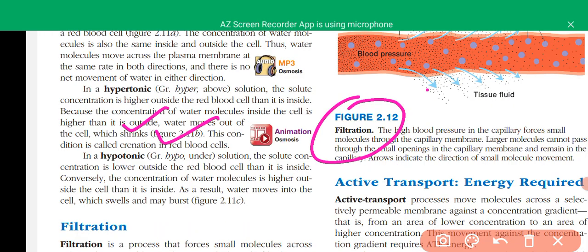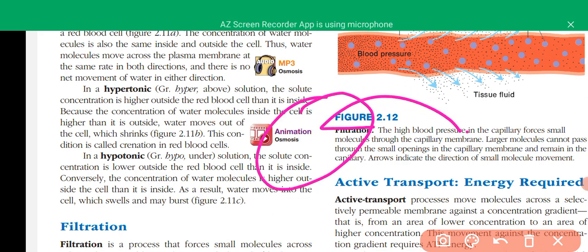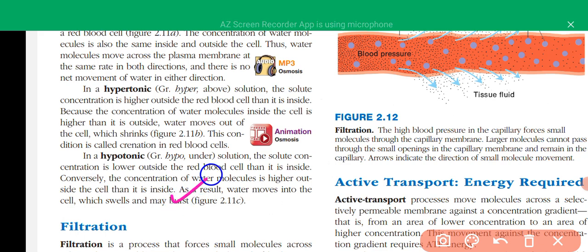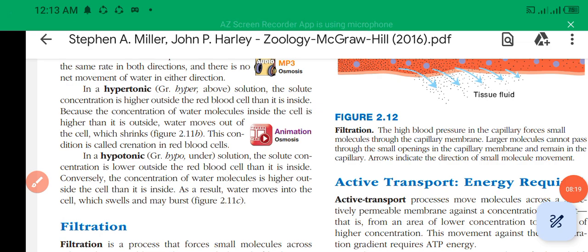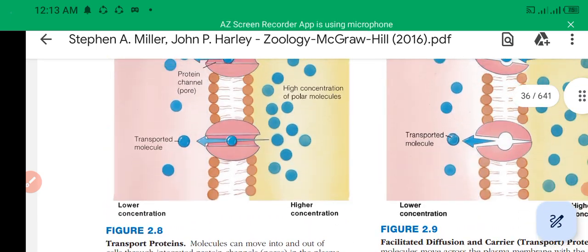It is very important. Then there is a hypotonic environment, in which there is more water concentration outside and more solute concentration inside. This causes water to move inside and increases the cell size. Since water is moving in and less water is moving out, the size will increase and cause bursting of the cells, such as RBCs. So here our discussion ends.